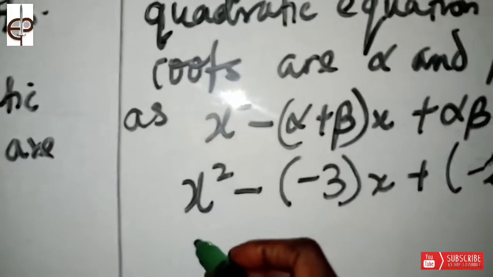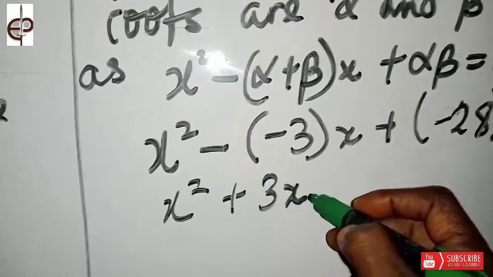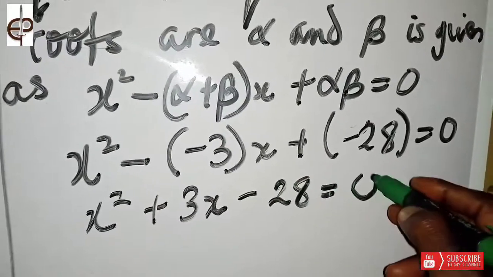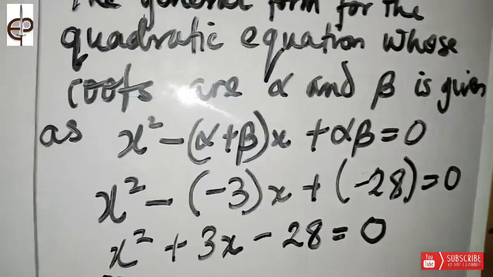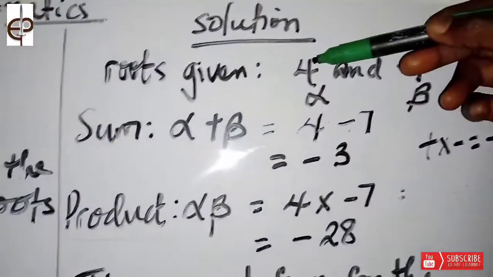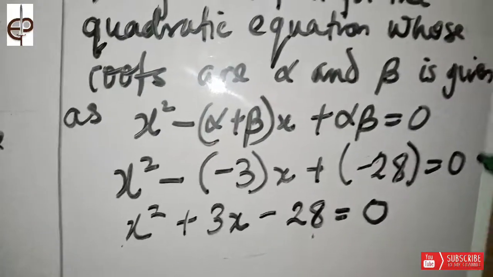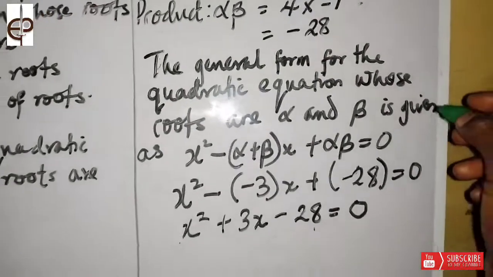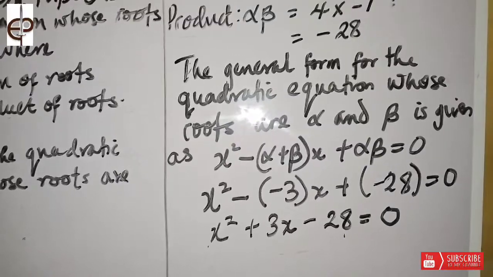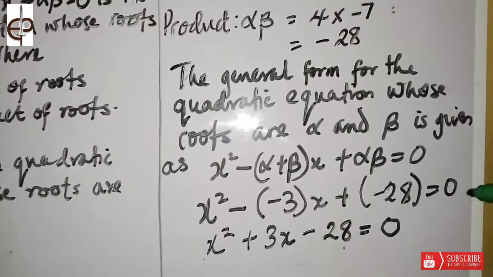So we open this bracket and have x squared, minus times minus becomes plus 3x, plus times minus becomes minus 28, equal to 0. From what you have here, this is the quadratic equation that gave birth to the roots 4 and minus 7. Irrespective of the roots, the approach is still the same. This is the approach to any kind of question emanating from roots of a quadratic equation that requires you to form a quadratic equation. And that will be all for this class.